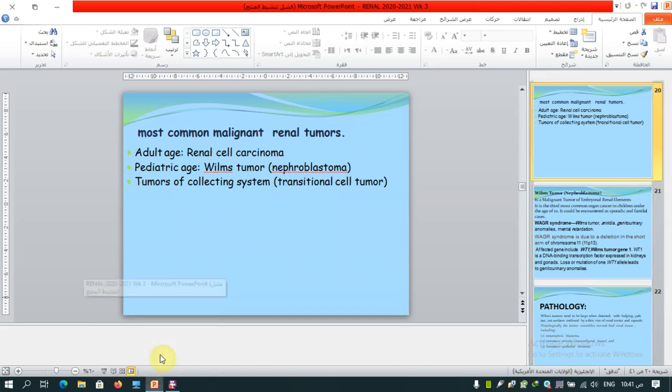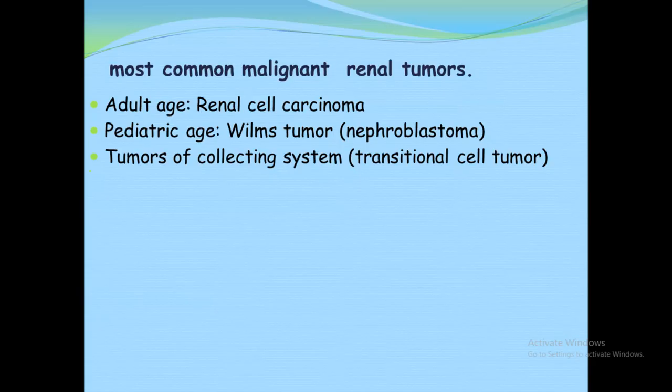Let's start with the diseases of tumors of the kidney. We have three major categories of malignant tumors of kidney. In adult age, we have renal cell carcinoma. In pediatric age, we have a Wilms tumor, or it is called nephroblastoma, and we have tumors of the collecting system of kidney, which is called transitional cell tumors. يعني transitional cell tumor ممكن يصير بالurinary bladder، ممكن يصير بالcollecting system of the kidney.